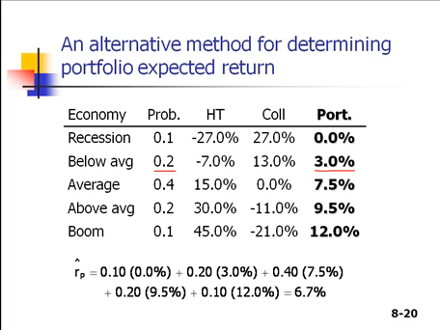Basically it would go like this. Notice that you've got 0.1 times 0%, and then 0.2 times 3%, and then for the average case you've got 0.4 times 7.5%, then above average you've got 0.2 times 9.5%, and then finally for the boom case you've got 0.1 times 12%. You do that for all 5 cases and you've got the 6.7% expected return for the portfolio.